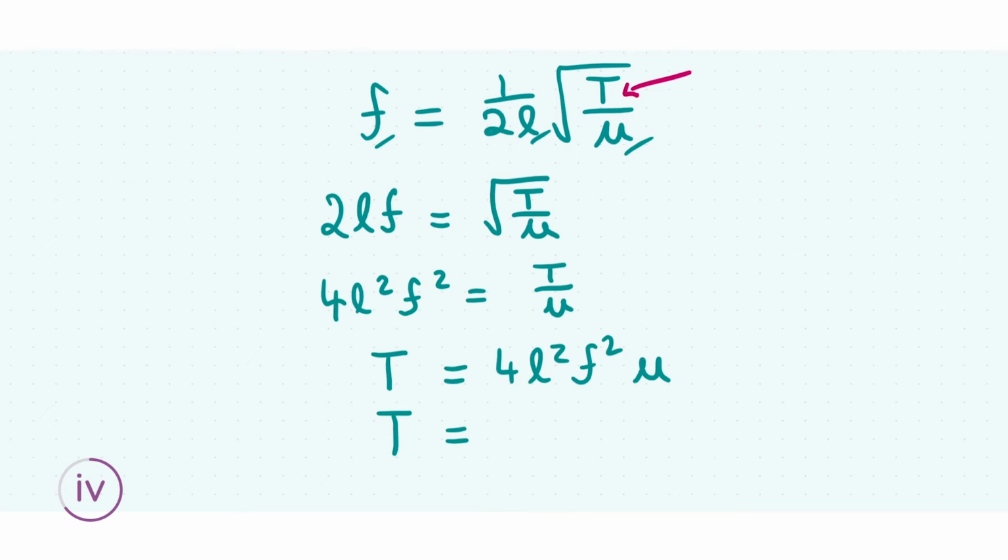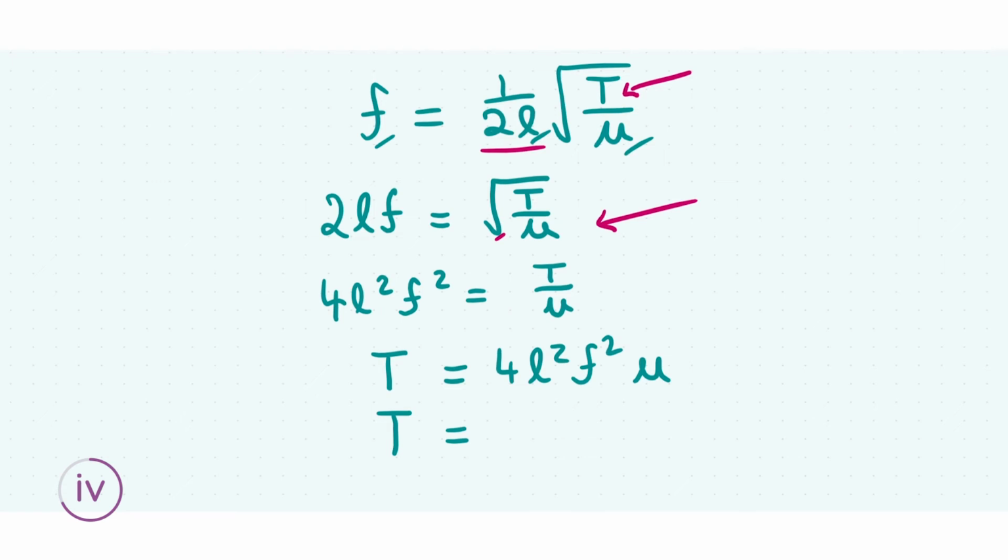As I said before, we need to manipulate this formula here because we would like to get all our known variables, which are f, l, and mu, in terms of the target variable, which is t. If we multiply both sides, first of all, by 2l to get rid of this fraction here, we're going to get line 2, as you can see here on the screen.